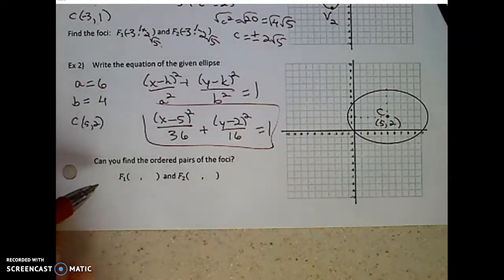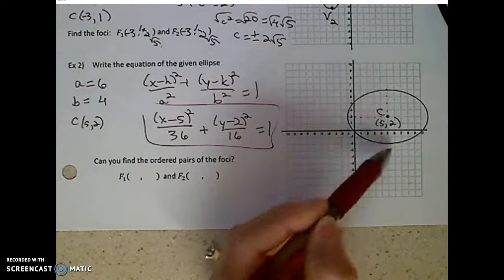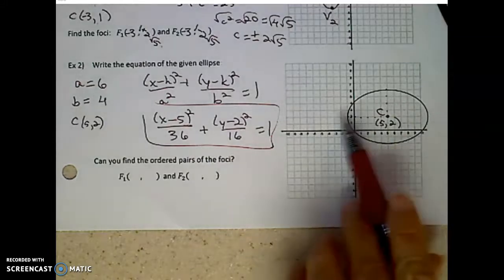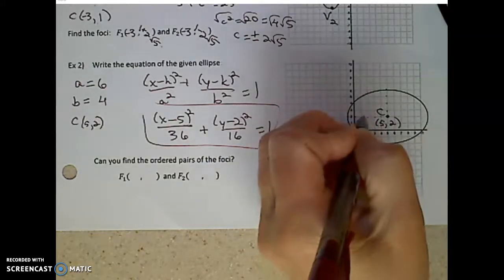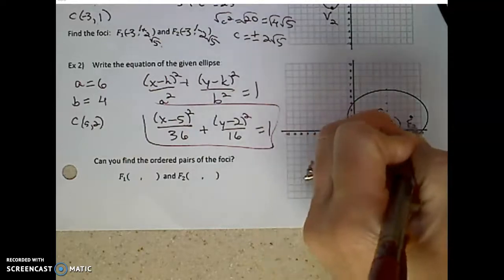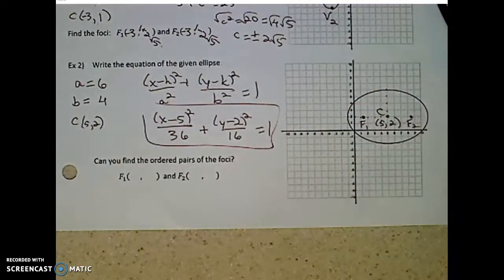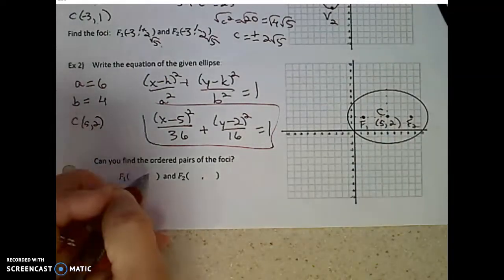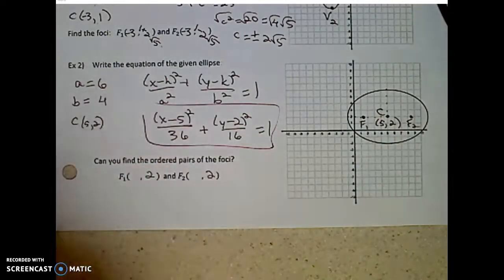How would you find the foci? First of all, would the foci be up-down from center or left-right from center? Foci are always on the major axes. So the foci are going to be left-right of center somewhere, not necessarily plotted correctly, but the foci are going to be left-right. So if they're left-right, please notice that the y-coordinate will not change from the center, so that's 2 and 2. And now I have to find those x-coordinates.